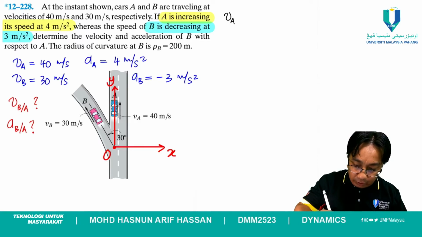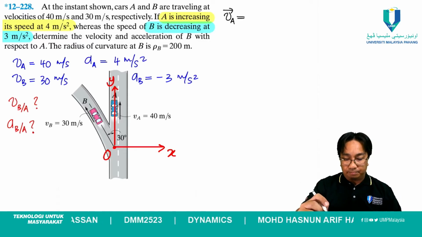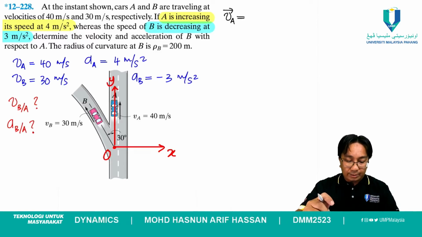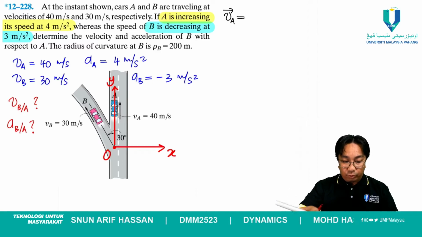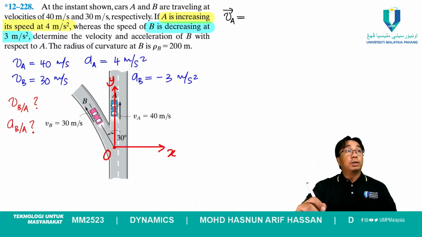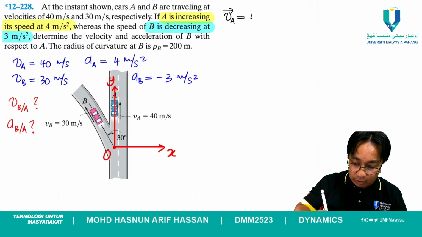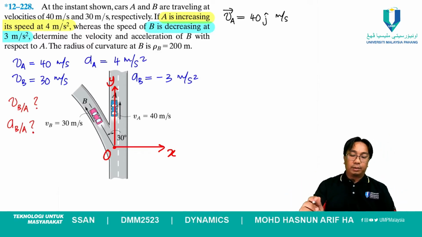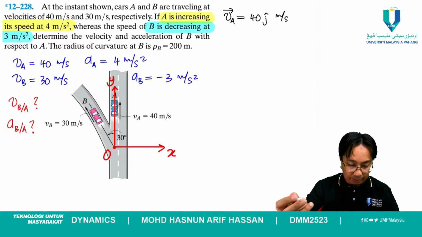Okay, VA vector, the arrow on top. What is VA vector? VA is moving in y-axis, okay, as you see from the picture here, at 40 meter per second going up. So there is only one component of VA. So you will write VA as 40 J positive meter per second because it is going up. So positive, in the positive direction of y-axis.